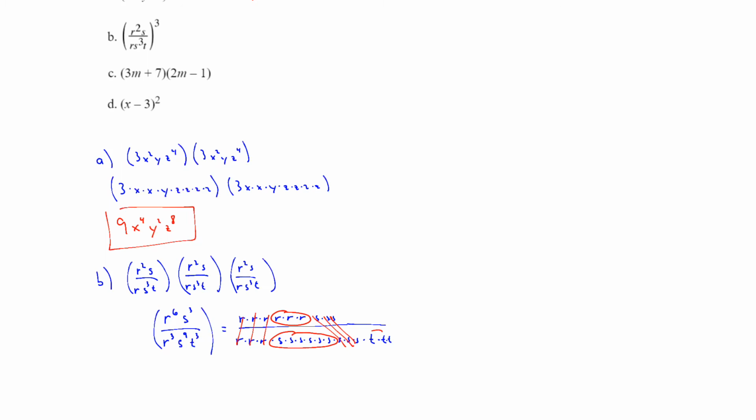And then none of the t's cancel. So that's still there. So it looks like we're left with r to the third divided by s to the sixth, and then t to the third. So once again, it might take a little bit longer to expand out, but you can literally see everything happening. It makes it a little bit easier to make sure we get the right answer.